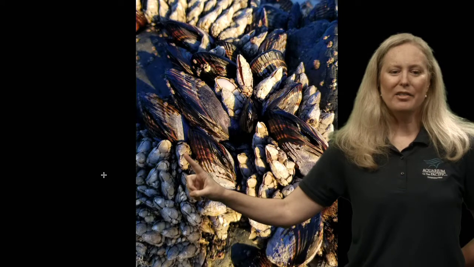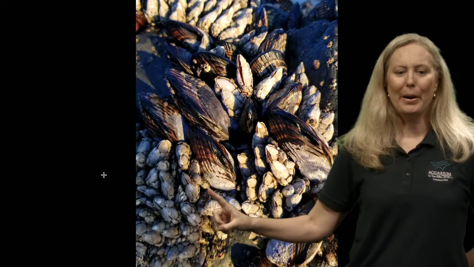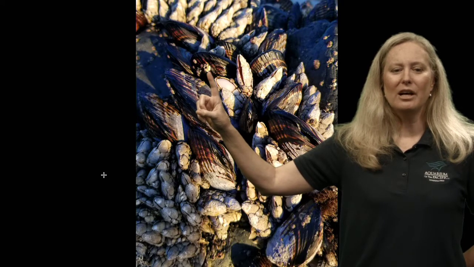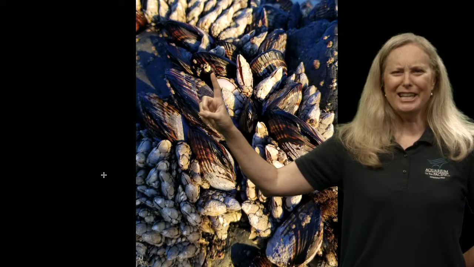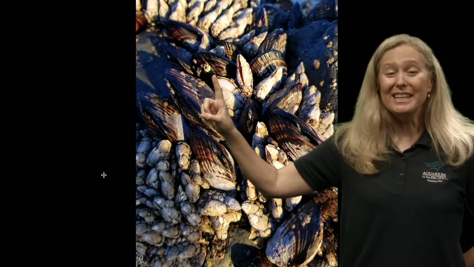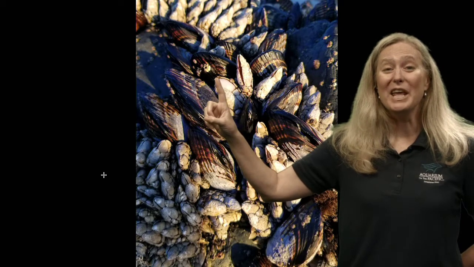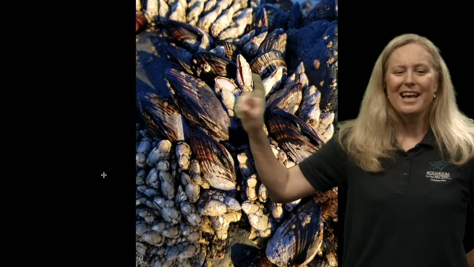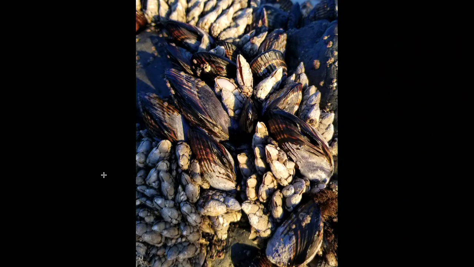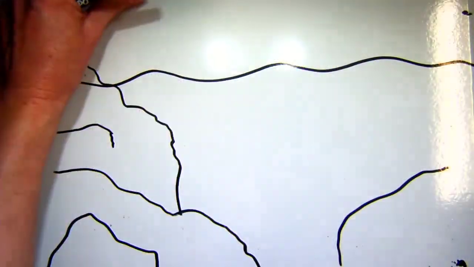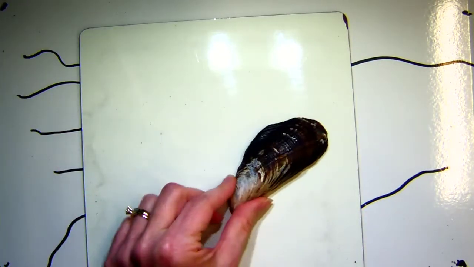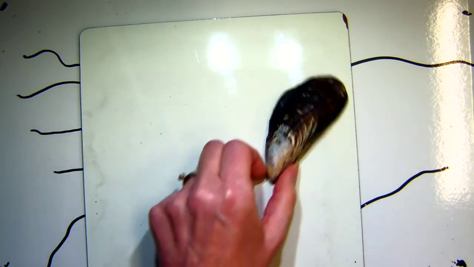Now there's also some other special organisms here called barnacles. And there's even some different kinds of barnacles that are on the mussel shells. So you might think these just look like shells, but every shell you see is created by a living animal. And so these are barnacle shells and these are mussel shells. Let's see if we can draw some. So I'm going to come over here to my drawing board and let's just cover it up. So let's look at a mussel shell here. So here's a mussel shell.